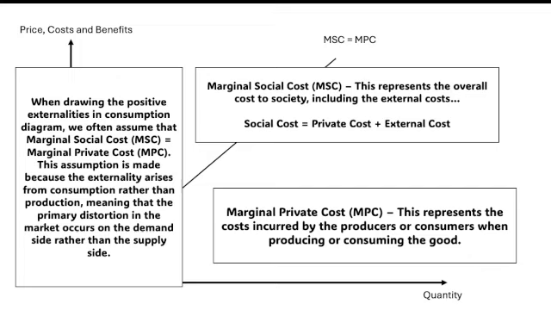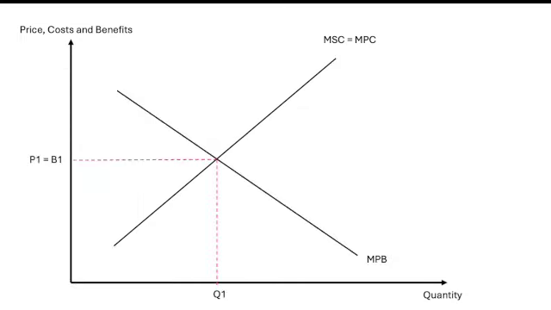Now, because we are saying that the distortion in the market or the market failure is occurring on the demand side rather than the supply side, we are just simply going to assume that marginal social cost equals marginal private cost, even though in reality it probably doesn't. So, where we've got the marginal private benefit equaling the marginal private cost, that is the free market allocation of such a resource, so at Q1.